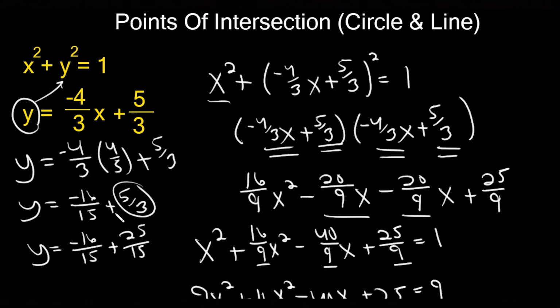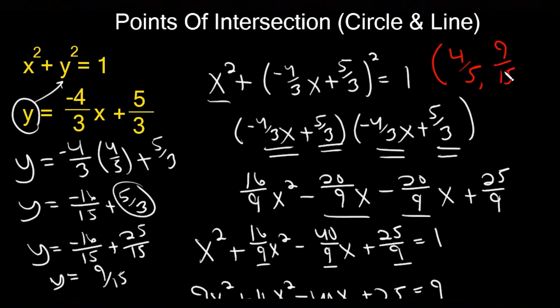And then from here, we just combine. So -16 plus 25 will give you +9 all over 15. So y is equal to 9 all over 15. Okay? So now we can put it all together. Now we have our point of intersection. So we plugged in 4/5 for x. I'm going to put here 4/5, comma, and we got 9/15. So 9 all over 15.